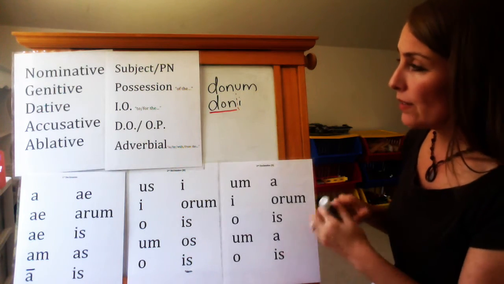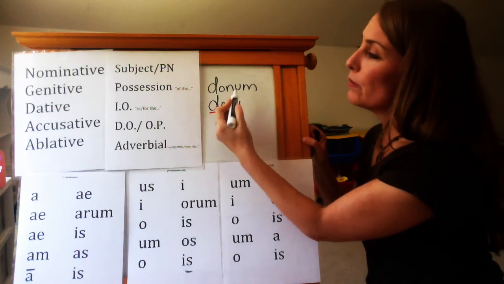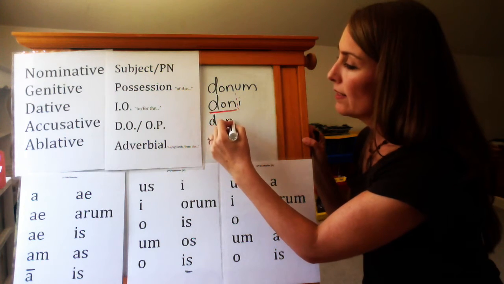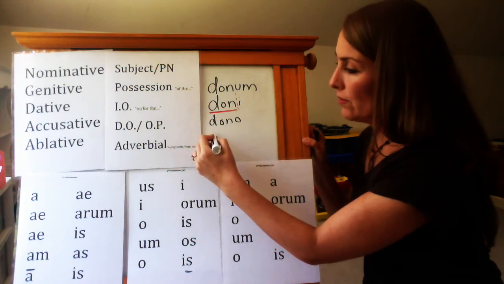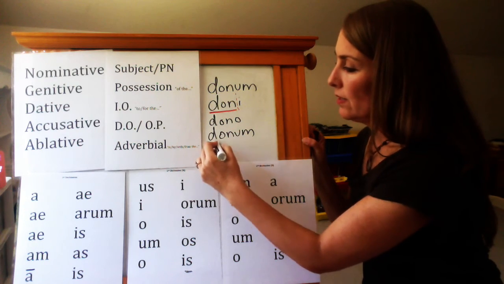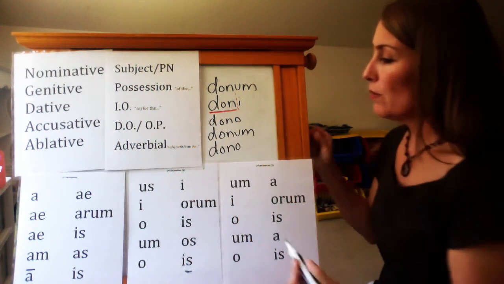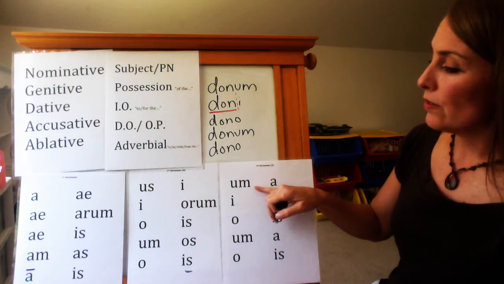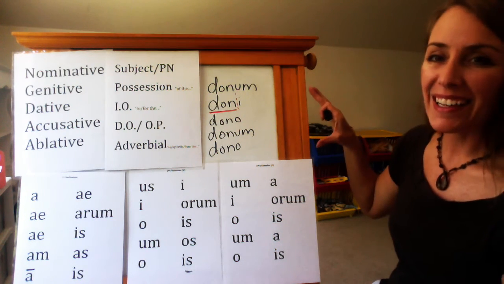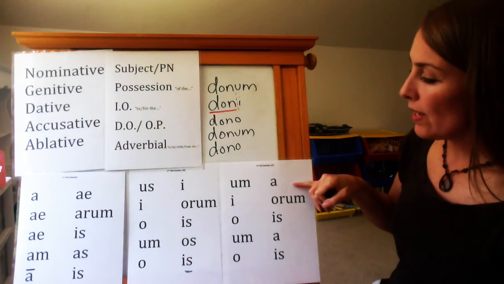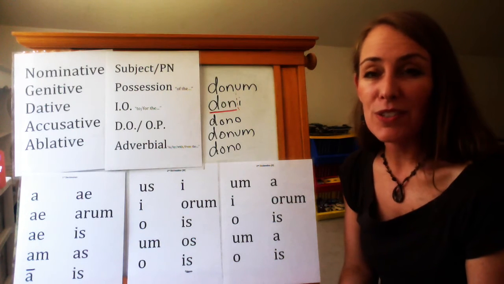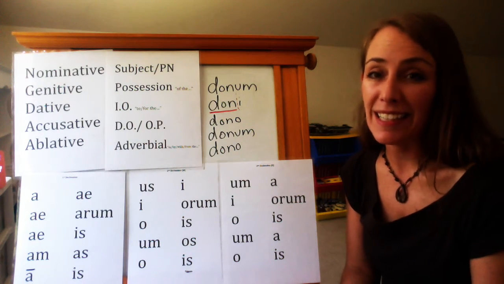Now, I can go ahead and decline the word. So it would be donum, doni, dono, donum, dono. That would be my singular side. Donum, doni, dono, donum, dono. If I was going to continue, if I had more space, I could do the plurals, which would be dona, donorum, donis, dona, donis. So now you know how to conjugate verbs and decline nouns.